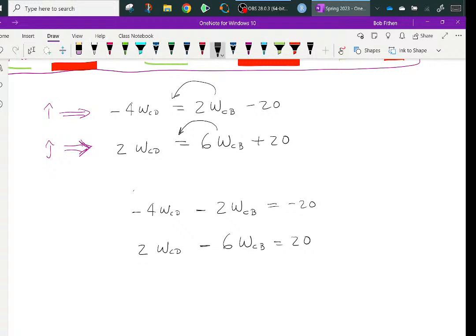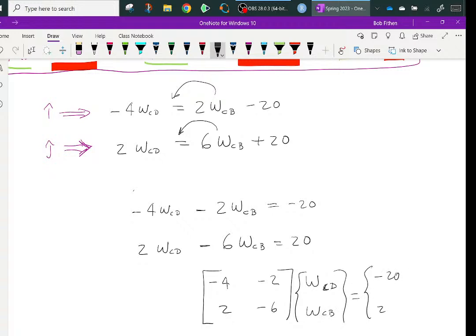Okay, then I can go ahead and put it in matrix form. Minus 4, 2, minus 2, minus 6, and omega CD and omega CB. And it's got to equal minus 20 and 20.